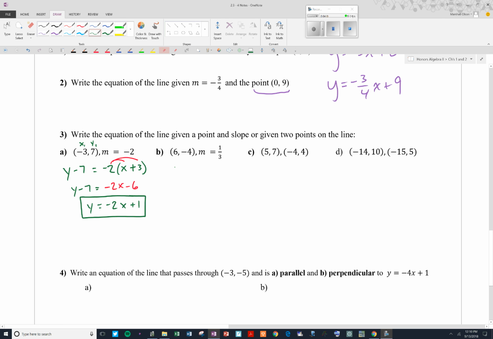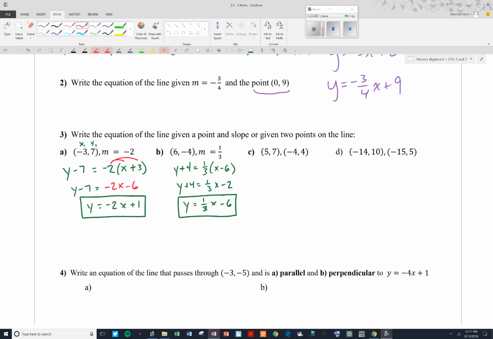Okay, next one is much the same. Just got to deal with some fractions. We have y minus -4 equals the slope times x minus 6. So 1/3 x minus 2. And then we'll subtract that 4 over. Again, if you ever need to just pause the video and go back, feel free to. I'm not going anywhere.